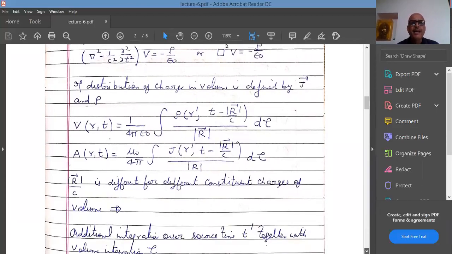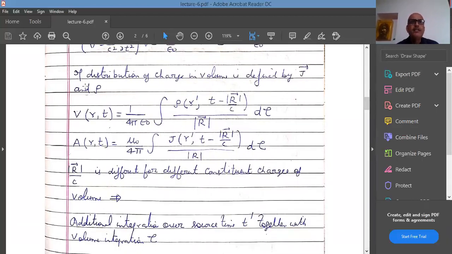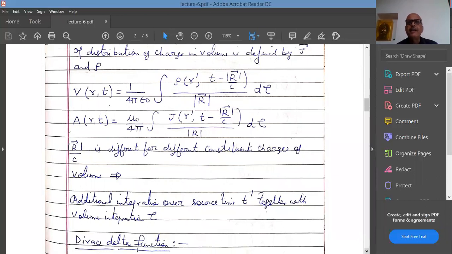If you look at these two integrals, they cannot be solved as they are, because R by c is different for different constituent charges of the volume. The volume charge is made up of several charges together, and the value of R over c is different for different constituent charges of which this volume element is made up. Therefore, the additional integration over the source time t dash, together with the volume integration over tau, has to be performed. Only then can we get the electromagnetic potentials, that is A and V.